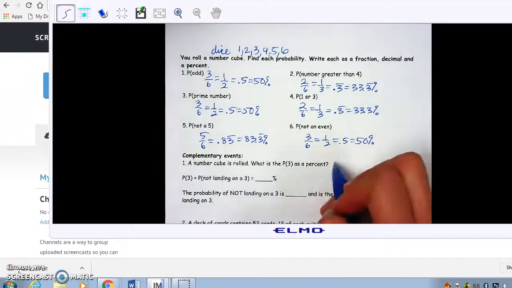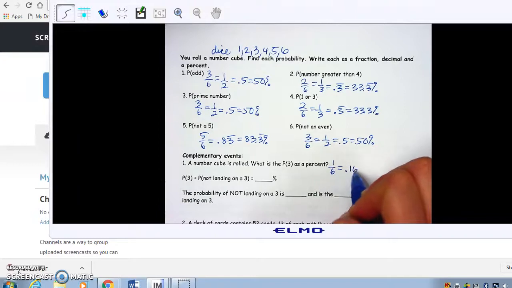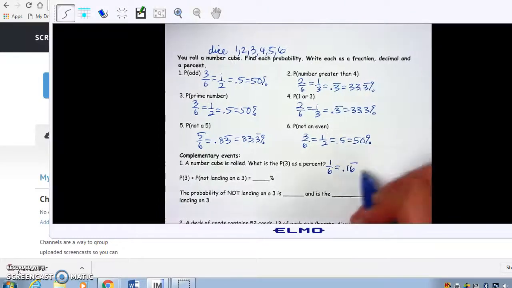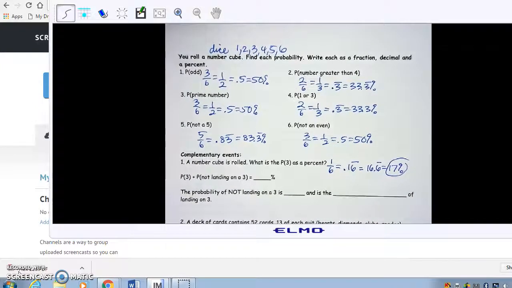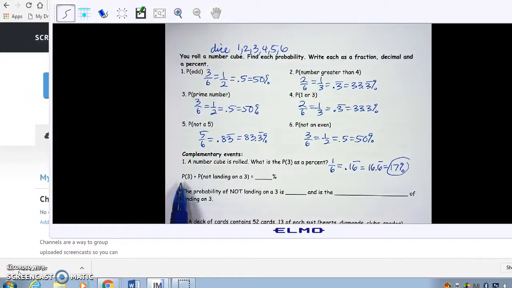So we know that that would be 1 out of the 6 possible numbers. And I remember this decimal from the other side, 0.16 repeating as a percent. How about this time I round it up to 17%? Why not? 17%. Now what does this say next? The probability of rolling a 3 plus the probability of not landing on a 3, what must that equal?